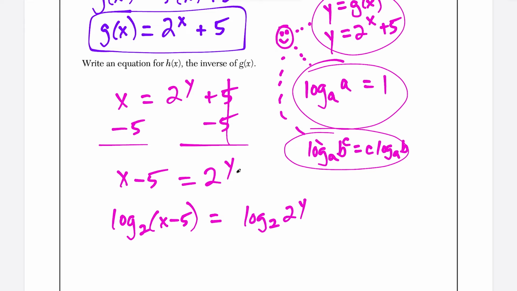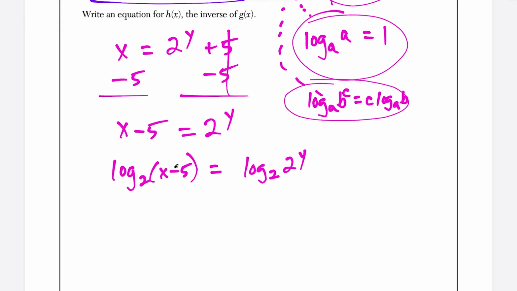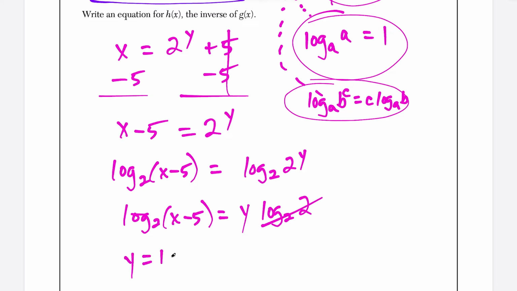I'm going to bring this to the front, and we're going to have log base 2 of x minus 5 equals y times log base 2 of 2. But here's this property: we have log base 2 of 2, the base matches the inside term, so that's just going to be equal to 1. This is basically just going to cancel out, and we can say that y is equal to log base 2 of x minus 5.